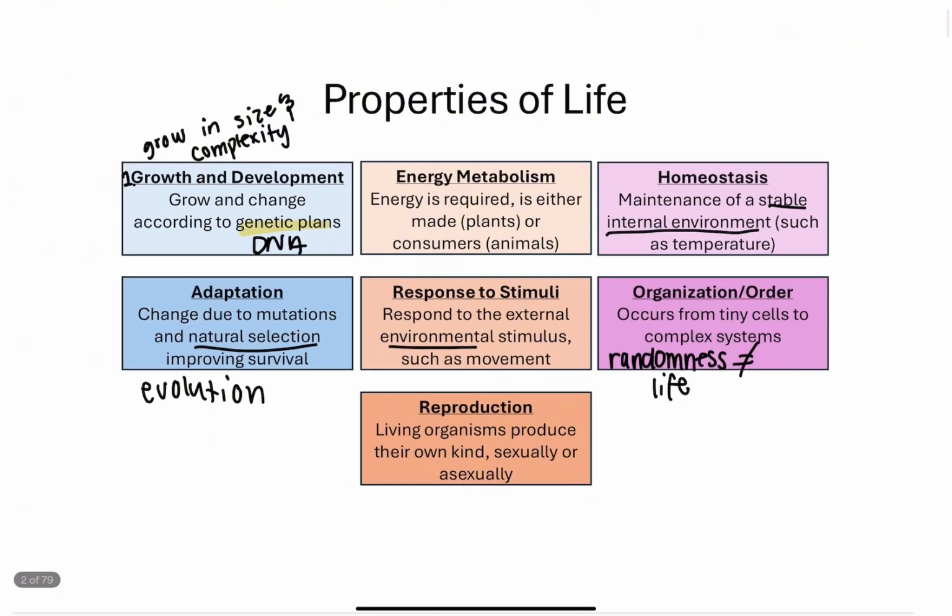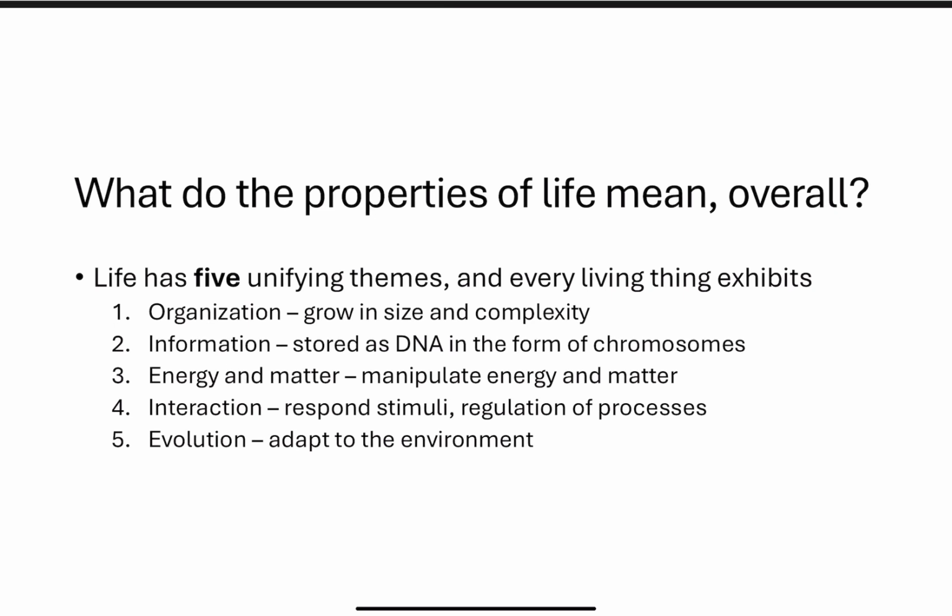So now that we've covered those 7 properties, I want to connect them to the 5 unifying themes of biology. These themes, they help us organize and make sense of life's complexity. So the first one is organization. We know that life is structured in levels, from tiny molecules all the way to large ecosystems. And this theme, it relates to both the organization and order property and the growth and development one. And that is because our living things, they are built in layers of increasing complexity.